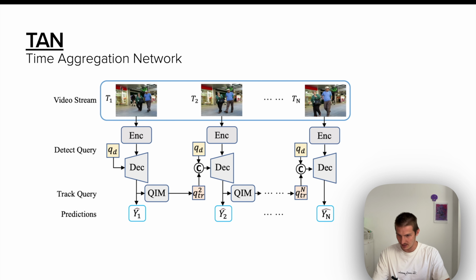We can see that in an example. Here we have a video stream: frame 1, frame 2, frame n. Each frame is fed into the model independently. The frame passes through the encoder and the decoder. The first frame will only have these statically initialized detect queries. It goes through the decoder and outputs some embeddings. These embeddings are used to generate the actual prediction for this frame, but they are also passed through this extra layer to become the track queries for the next frame.